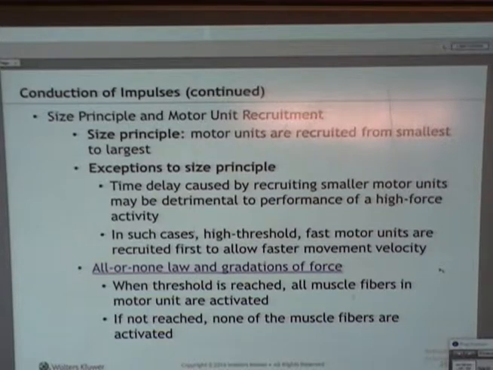And the size principle says that motor units are recruited from the smallest to the largest, based upon the size of the neuron. So how big is the cell body? And that allows me to regulate the number of motor units that are turned on and control the amount of force that is being initiated.